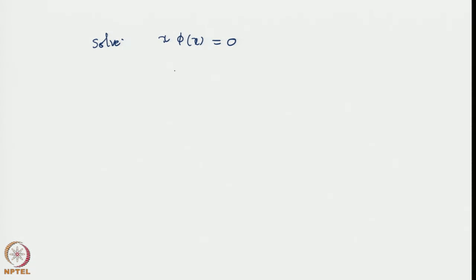More elegant way of writing the same function is to write the solution phi x equal to some constant c into delta x. This almost carries the same implication. So this is a possible solution to the problem. So it is one of the advantages of delta function, because it helps you to generalize and write through a common framework.